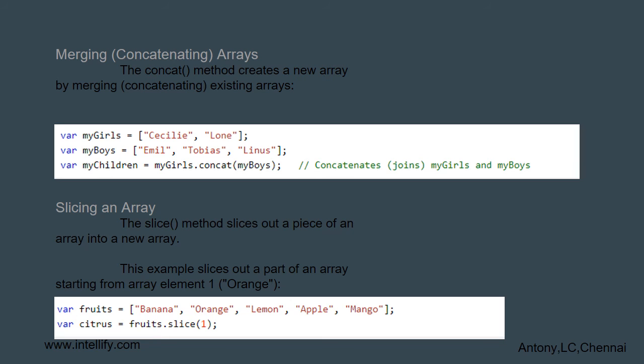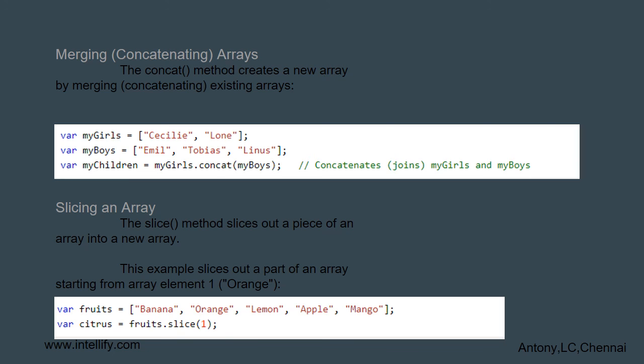Concatenation, that is merging. The concat method creates a new array by merging existing arrays. For example, the variable myGirls is equal to Cecilie and Lone. myBoys is equal to Emil, Tobias and Linus. The variable myChildren is equal to myGirls.concat(myBoys). That means myGirls is joined with myBoys. Then the result will be Cecilie, Lone, Emil, Tobias and Linus. If I give myBoys.concat(myGirls), then myBoys will be at first and myGirls will be at last.